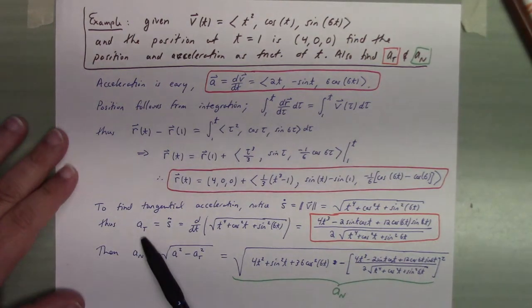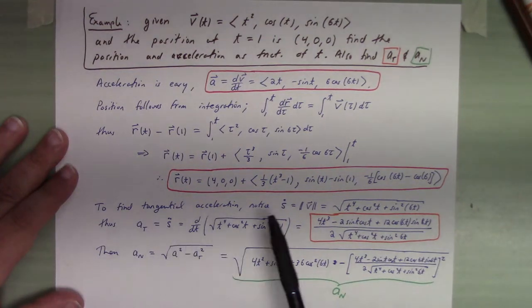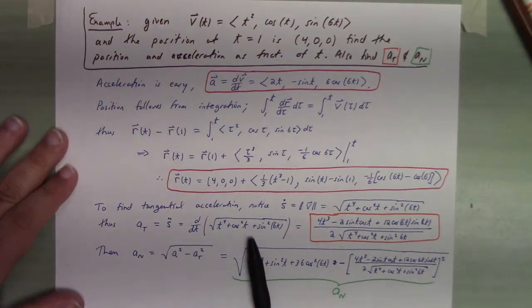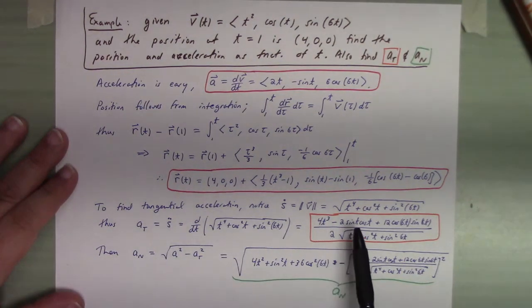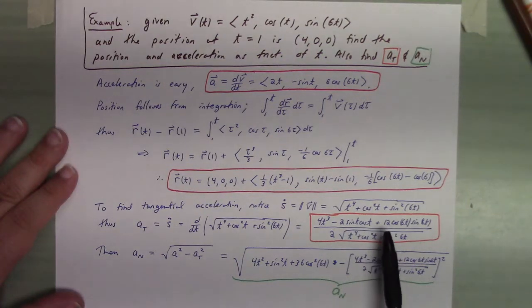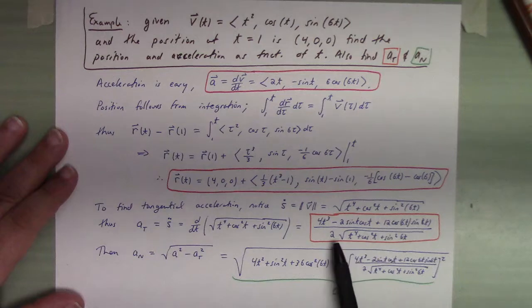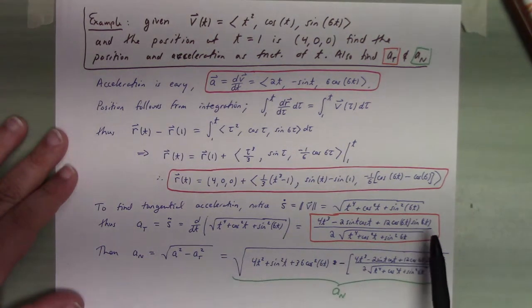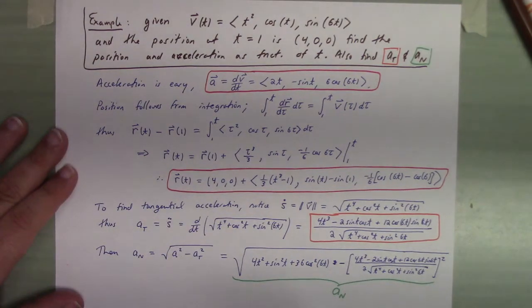So the speed is the magnitude of the velocity. I just calculate the square root of the sums of the squares. But then the tangential component is the derivative of the speed, which means I have to differentiate this monstrosity with respect to time, which we can do. It's just unpleasant. So chain rule gives me 4t cubed minus 2 sine cosine plus 12 cosine 6t sine 6t, all divided by 2 times the square root of this stuff. So there you go. There is the tangential acceleration for this path.